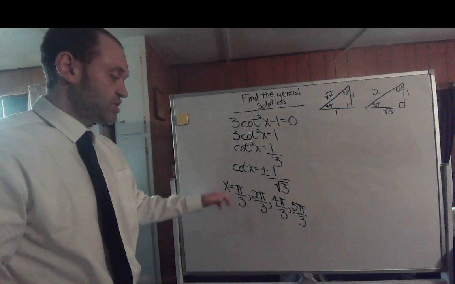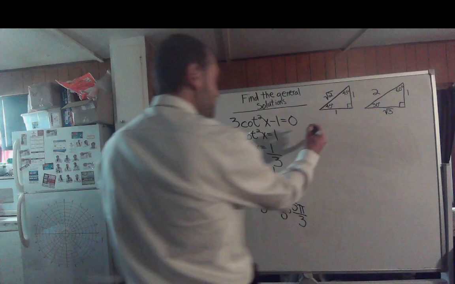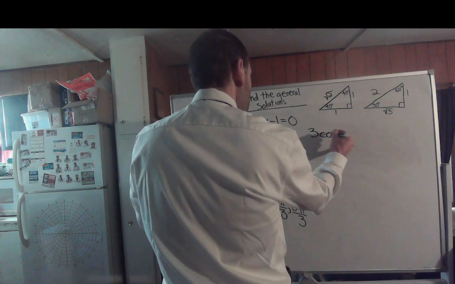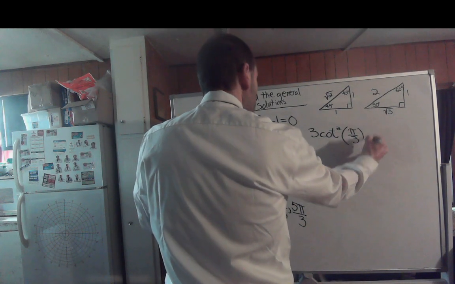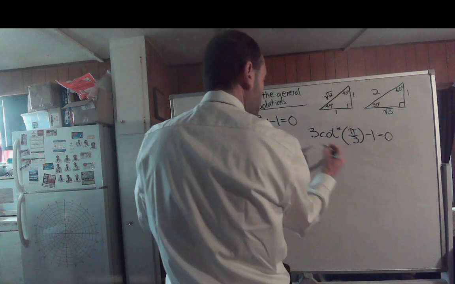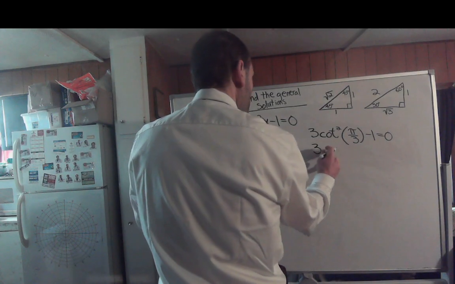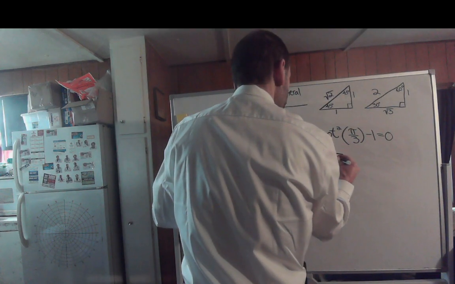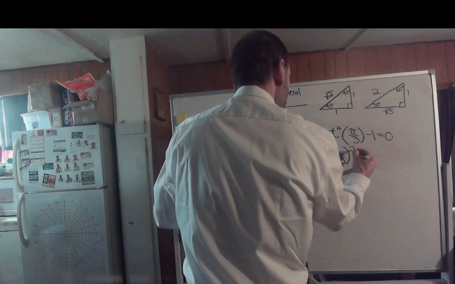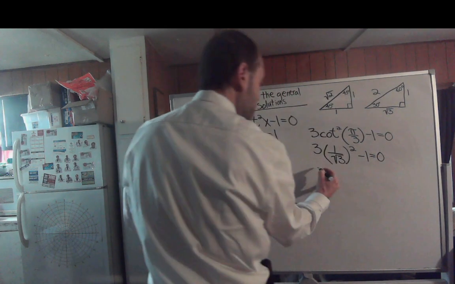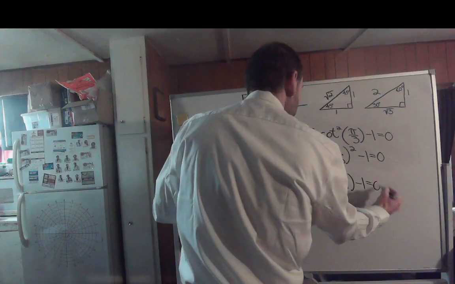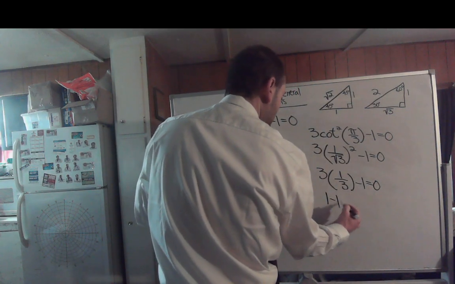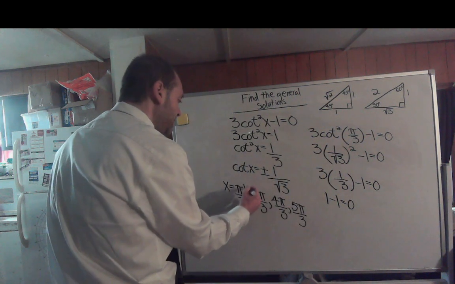Let's test these to make sure these are not extraneous roots. So if I take 3 times the cotangent squared of pi over 3 minus 1, I should get 0. So 3 times, what is the cotangent of pi over 3? That's going to be 1 over the square root of 3, but that's squared. Minus 1 equals 0. So that would be 3 times 1/3 minus 1 equals 0. Well, that would end up giving you 1 minus 1 equals 0. So yes, the pi over 3 checks out.